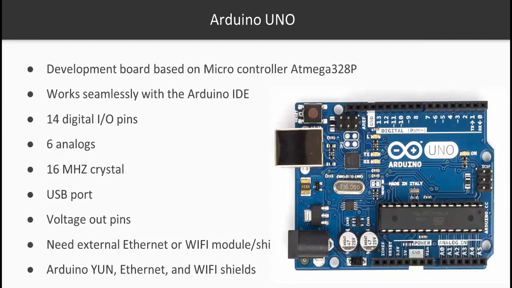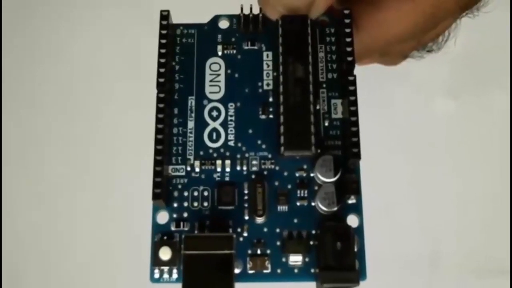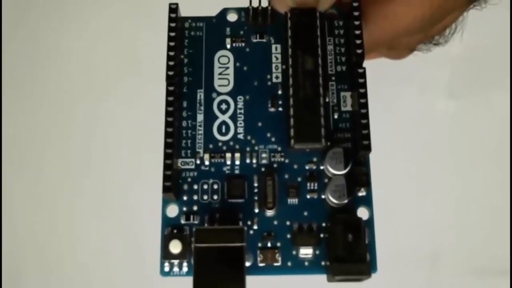Now, when you're ready to get connected to the internet, you would need an external Ethernet or a Wi-Fi shield. Arduino also has other IoT-based products which you can use directly to connect to the internet, like Arduino Uno. It also has Ethernet and Wi-Fi shields. For a complete list of products, go to www.arduino.cc. You're currently looking at an Arduino Uno R3 board.